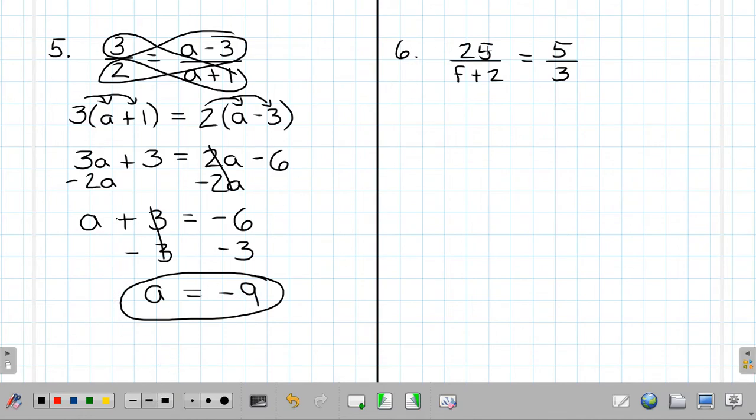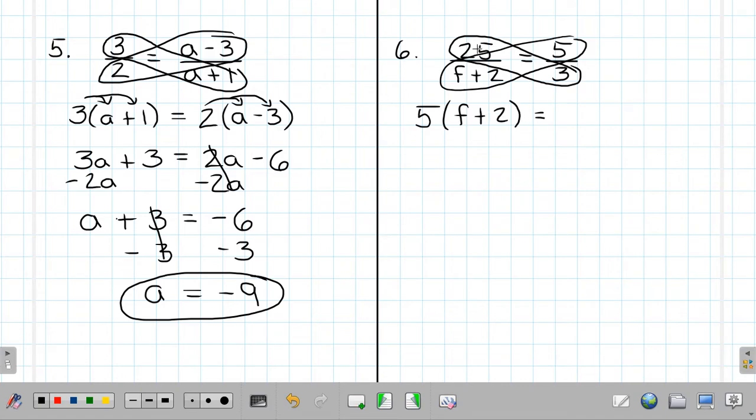Okay, number 6, same exact thing, so we're going to cross multiply here. Except this one's actually, I think, a little easier, even though the numbers get a little bit bigger. I'm going to do the 5 times the whole thing f plus 2. Then that's going to be equal to 25 times 3. Shortcut this a little bit. 3 times 25 is 75. Okay, then once again, we need to distribute. So 5 times f is 5f, plus 5 times 2 is 10. That's still equal to 75.